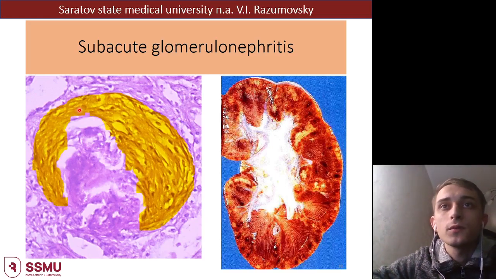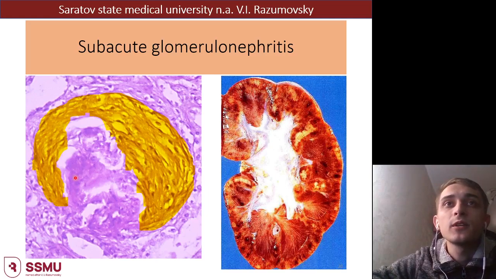One more photo for your understanding of where the semilunar formations are localized. I hope now it's clear for you. So all of these formations will be associated with squeezing of vessels, and in duration it will lead to formation of hyaline and connective tissue in place of the vessels. That's why it will lead to unrecoverable processes in the glomeruli.